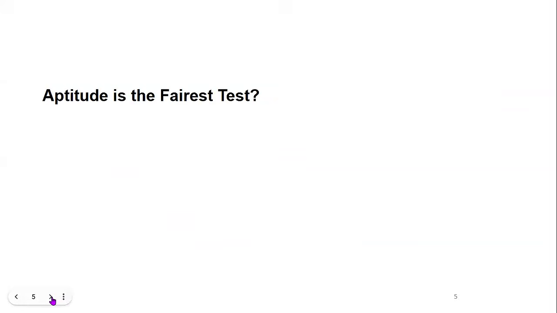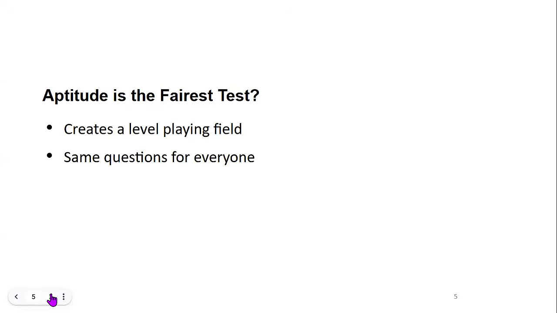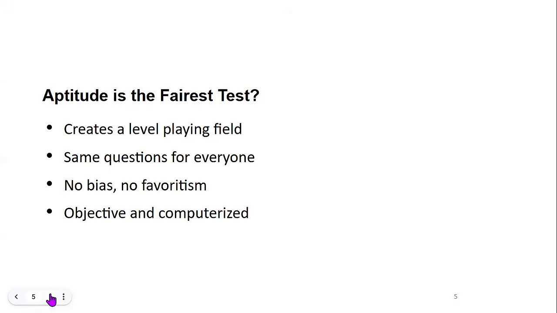Aptitude is the fairest test. Why aptitude? Because every student would have done maths up to class 10, so there is no bias. It creates a level playing field, with the same questions or same level of difficulty for everyone, no bias and no favoritism. It is objective and computerized, most of the time a system-based test with instant results. Four multiple choices are generally given, and you have to choose the best.